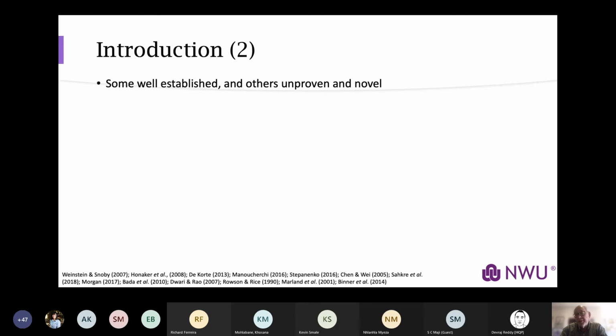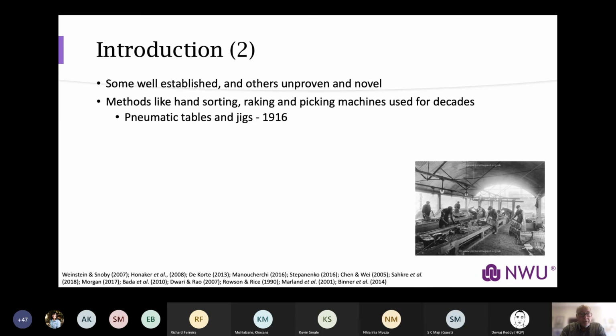Some of these technologies are well established, others are unproven and novel. And I like the word novel because it means that people are working on these at the research level at least, and that is a good start. Now, it's nothing new, of course. If we look at hand sorting, raking and picking machines have been used for decades.